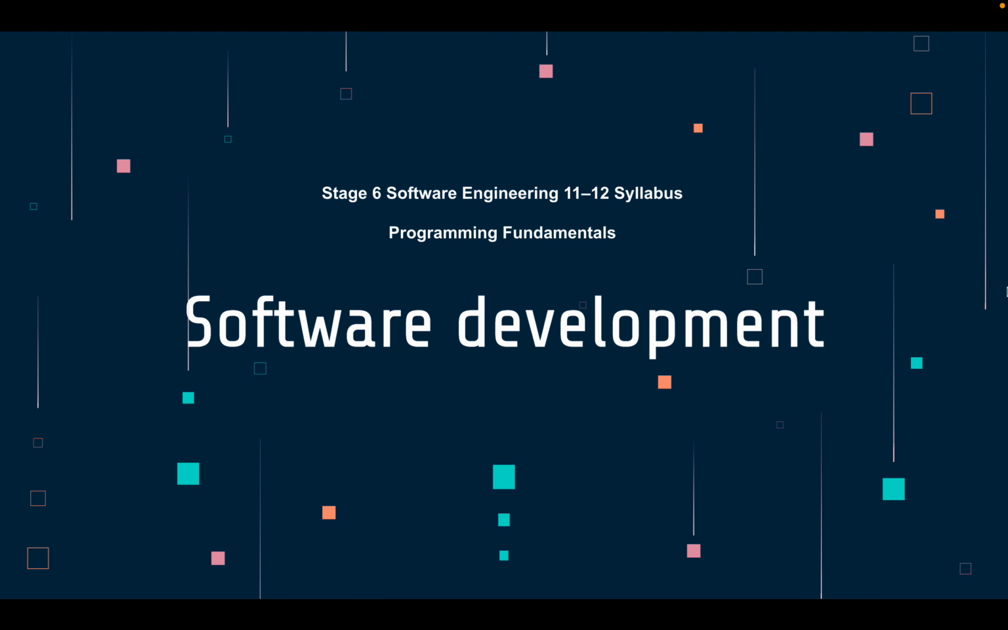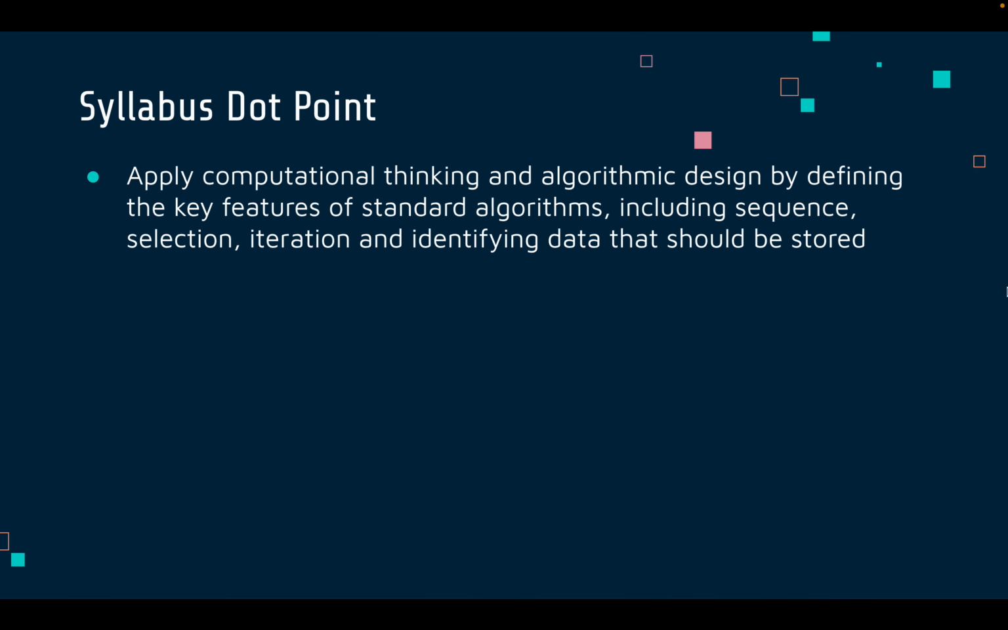The following video tutorial is intended for Stage 6 Software Engineering Year 11 and 12 syllabus in New South Wales for the syllabus section on programming fundamentals. So the dot point today: apply computational thinking and algorithmic design by defining the key features of standard algorithms, including sequence, selection, iteration, and identifying the data.